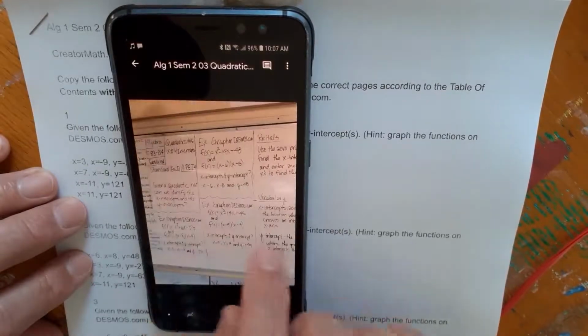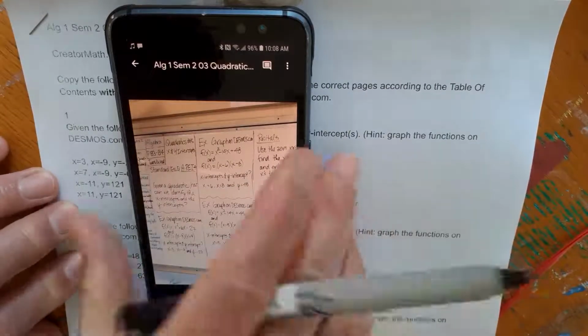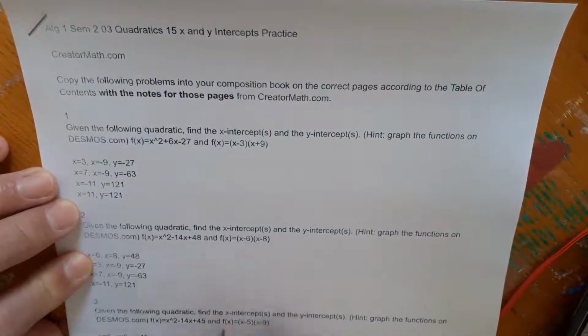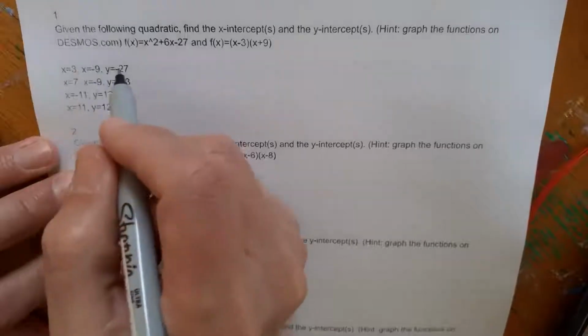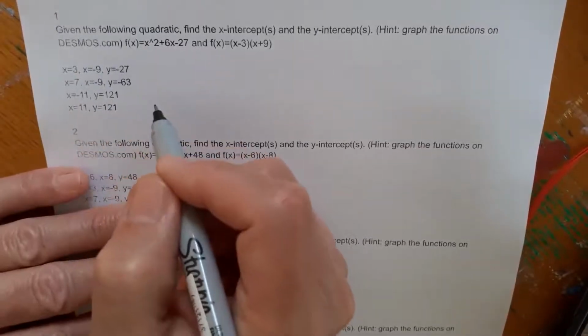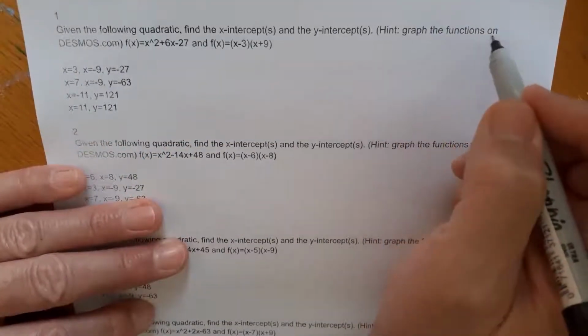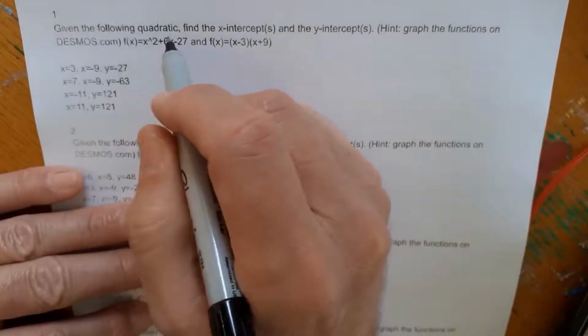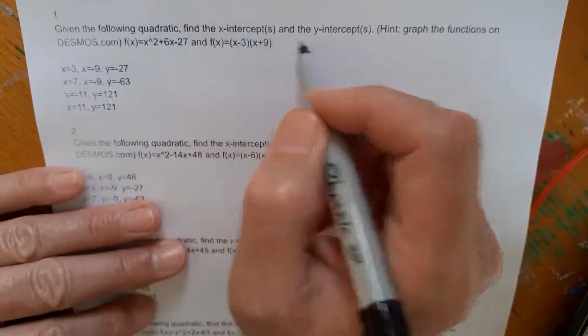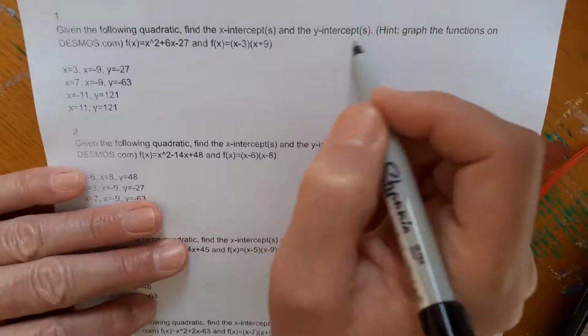Okay, so you're copying those notes into your comp book first, then you're trying to do these problems, and you're using this video to back you up if and when you get mixed up. We're also going to use Desmos right here in a second, and it says hint, graph the functions on Desmos.com. It's telling you to do that. Given the following quadratic, find the x-intercepts and the y-intercepts.